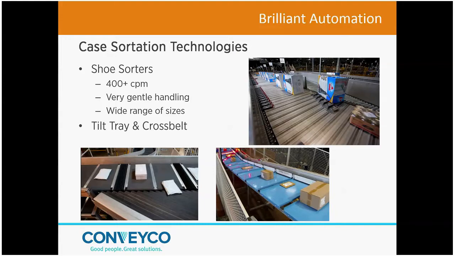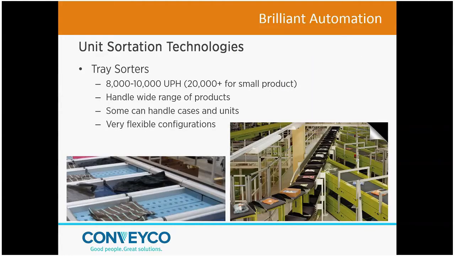So we talked a little about the rates of the tray sorters, 8,000 to 10,000 units per hour. If you're handling things as small as jewelry, those rates can be 20,000 plus. We talked about the range of products. We can handle polybags that are 1.5 inches long on up to full-size cases.